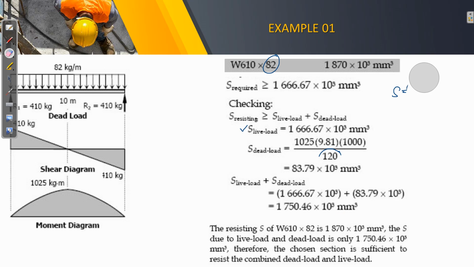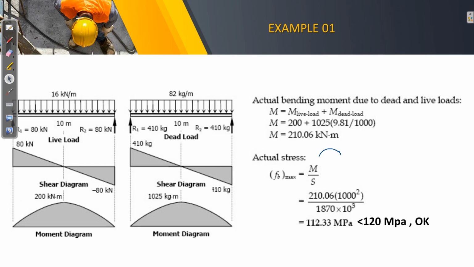So we are okay on that. We have already checked the section modulus, S. Section modulus has a check mark on that criteria. And now let us check your actual bending moment. Why do we need to get the actual bending moment? So that we can divide it by your selected cross section's section modulus in order to come up with the actual bending stress.